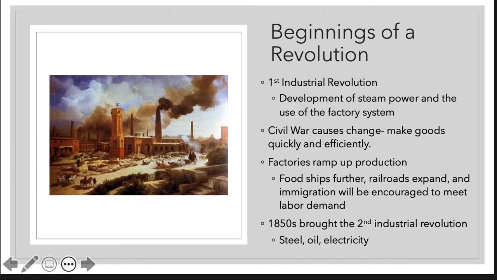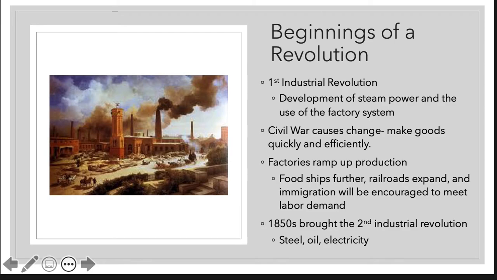And in war, what do you need? You need goods to fight the war, weapons, clothing, health supplies, things like that. But you also need food. That means transportation has to increase. So the Civil War really put the pressure on the United States for this second industrial revolution.